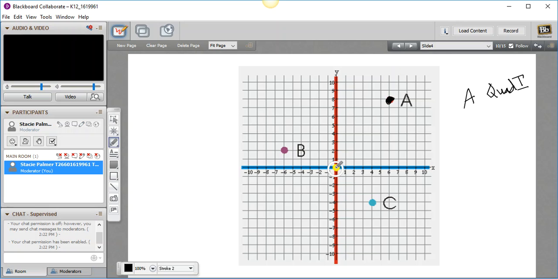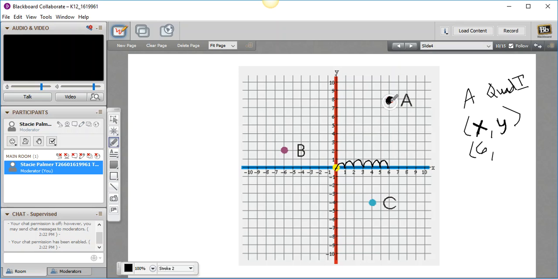So what we do is we start at the origin, and remember, the location is always listed x first and then the y. Our ordered pairs are always listed the x first and then the y. So how many are we going to move to the right or to the left? And then how many are we going to move up or down? Okay, so from the origin, to get to point A, we have to move to the right 1, 2, 3, 4, 5, 6. Okay, so our x is 6.